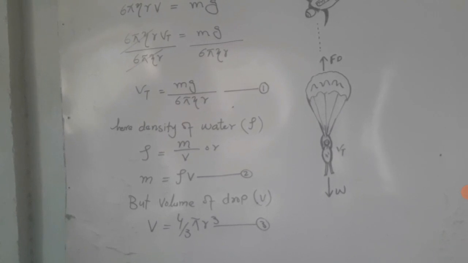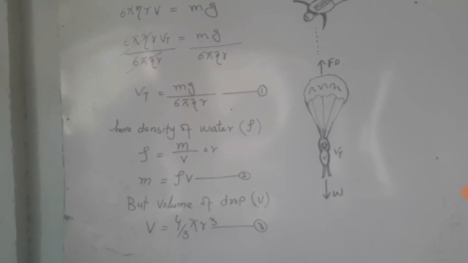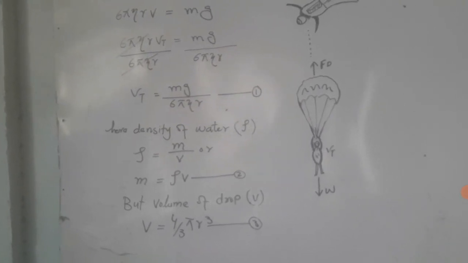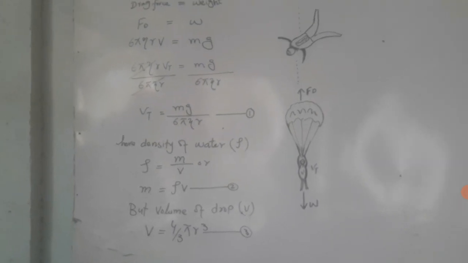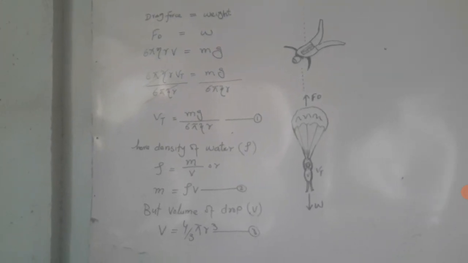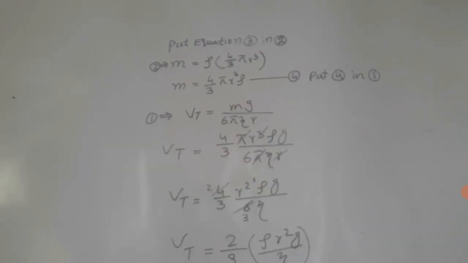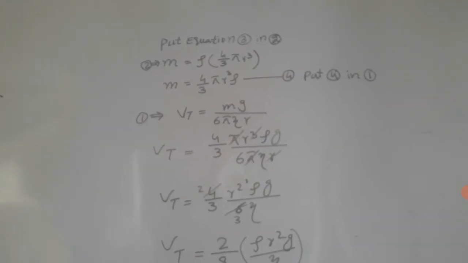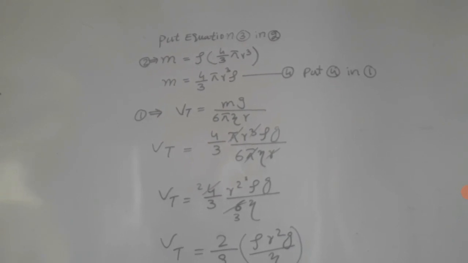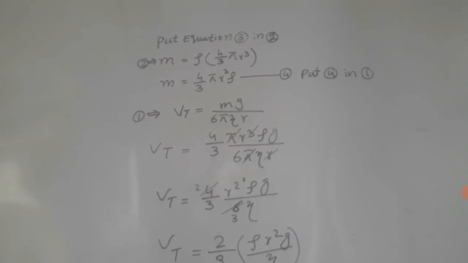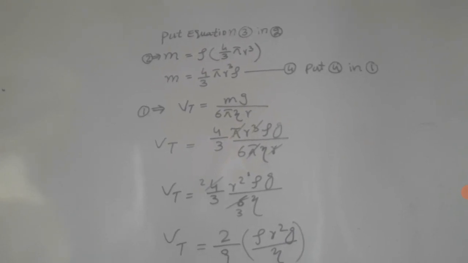So we can put this volume value in equation number 3 and equation number 2, so we can get the mass of the drop. If we put in this value, we get that m is equal to rho v, where v is equal to 4 by 3 pi r cube. So the required mass of the drop is 4 over 3 pi r cube rho. So equation number 4 is the mass of the drop.